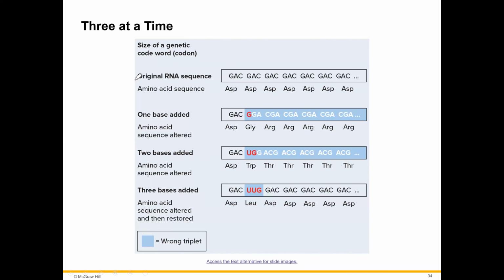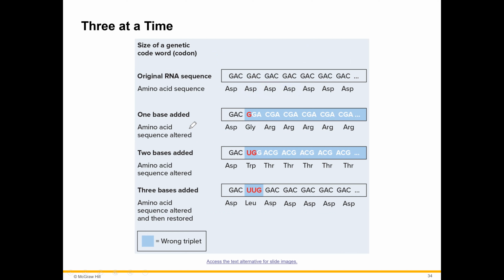For example, this is our original RNA sequence. We have a DNA, and we made this RNA as a copy from the DNA. So here's our RNA sequence, GAC, GAC, GAC, GAC, GAC, and so on. They give us the same codon, so all code for aspartic acid, the same amino acid.